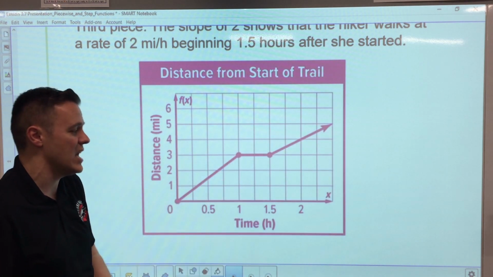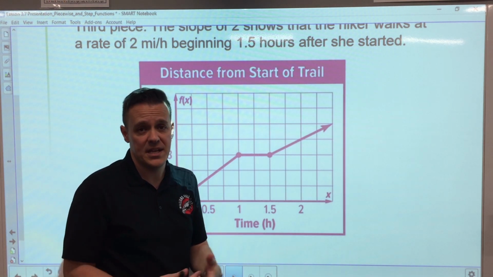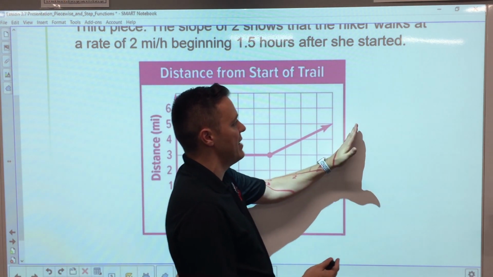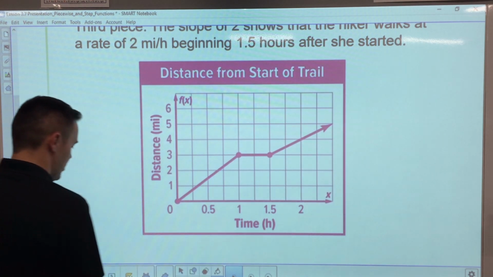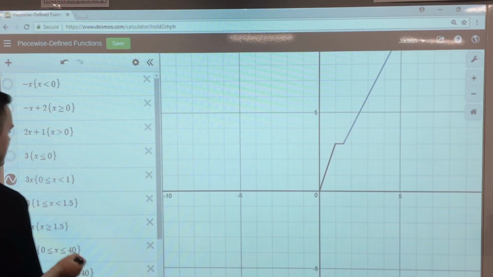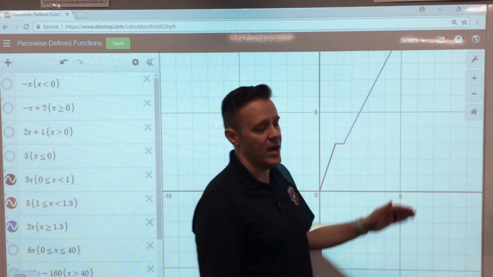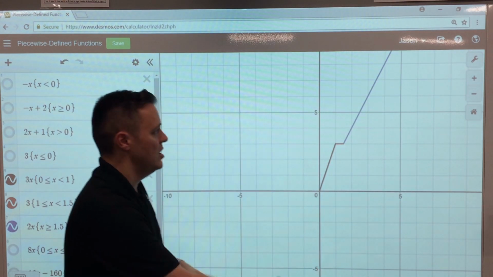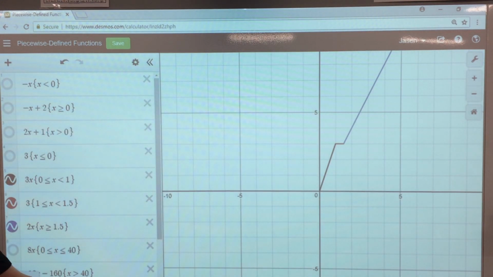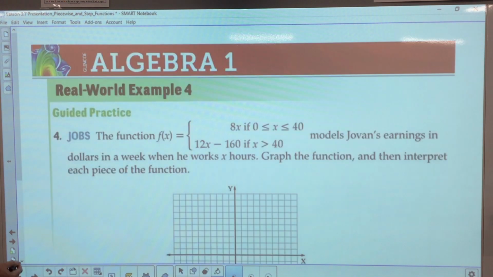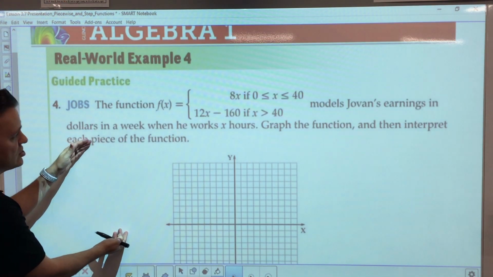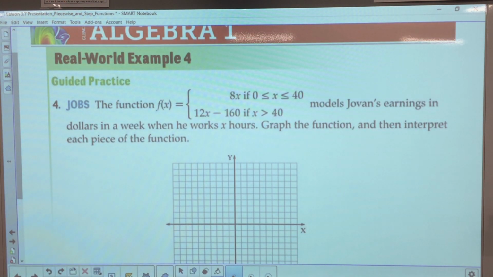Now, does it say she ever stopped? No. If we wanted to see a functionality, say she stopped after 5 hours, you could put a restriction on the Desmos piecewise function right here. Instead of 2x to infinity, you could actually put a restriction on this to 5, and knowing after 5 hours you'd be able to see how far she walked. You have a cool bar graph to go along with it. Final piece of the puzzle, ladies and gentlemen, is you guys try this guided practice.